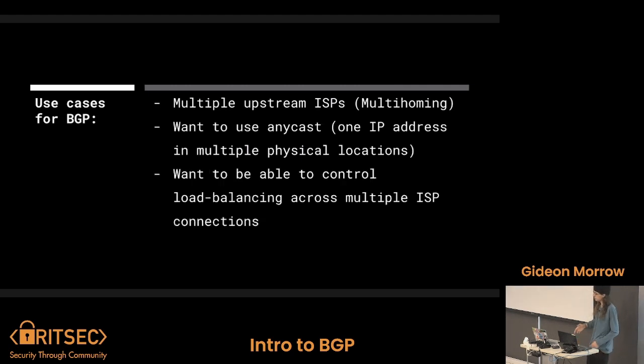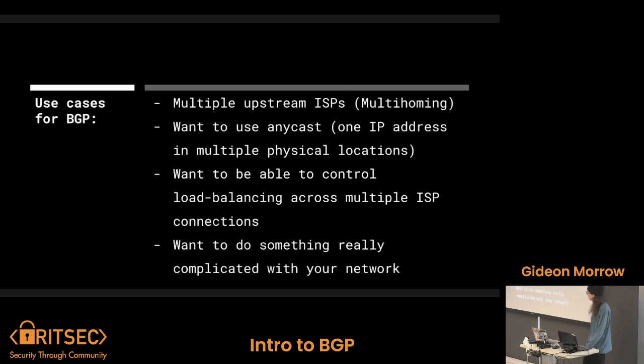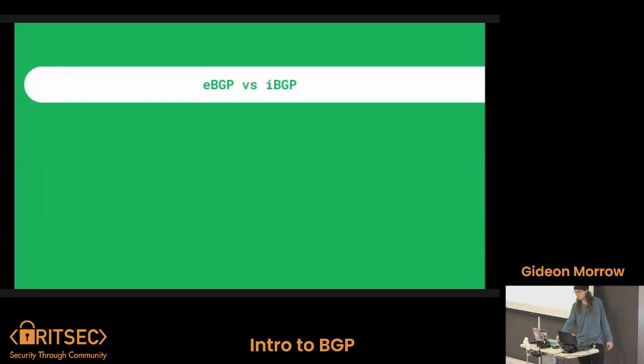Or you're going to be able to control load balancing. But again, if you have the two links that you talked about earlier, for pricing or for load balancing, or for bandwidth constraints, you might want to use BGP to tweak the rules of what people want to do. Or you're going to do something really complicated with your network. People like doing that, and BGP does that. It gets very complicated very quickly.